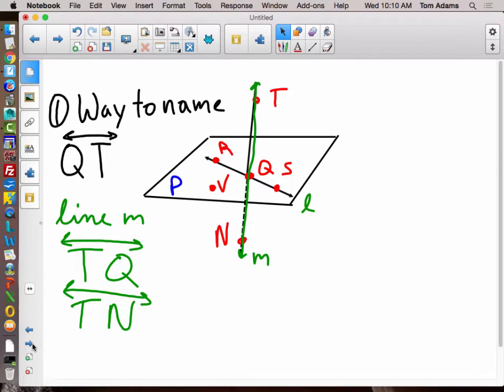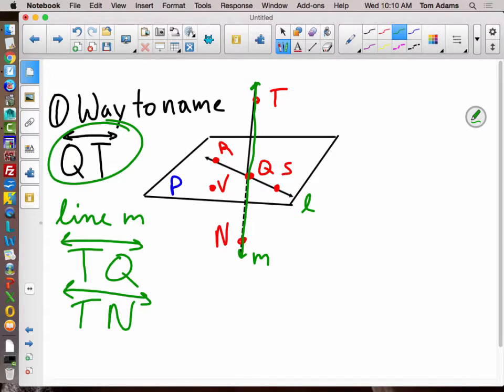All right. So now there's one other way to name that. Who knows the next way? Yes. Is it just point T? Well, point T is just a point. We want to name a line. Okay. So that was a good guess, though. Point T is on it. Let's pick on somebody different. T and Q.